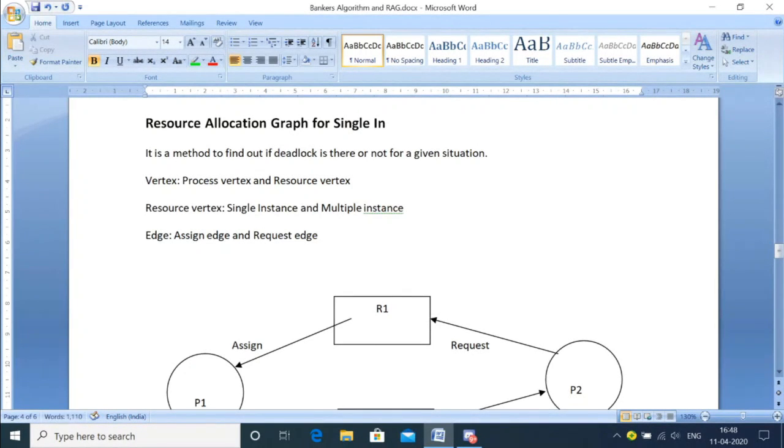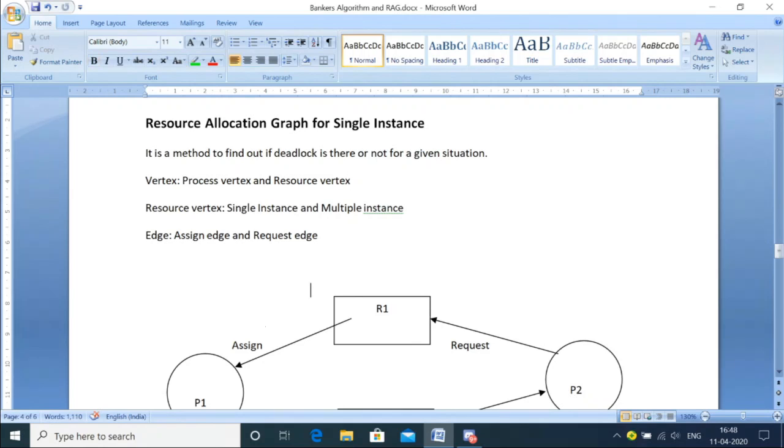So when only one instance, because there are multiple instances also there. Then resource vertex again can be classified into two types: single instance and multiple instance. For example, in single instance, we may have just maybe CPU, we may just have, let's say, a printer. Okay, so that is a single instance. But registers, there can be so many registers, isn't it? So those kinds of resources are multiple instances.